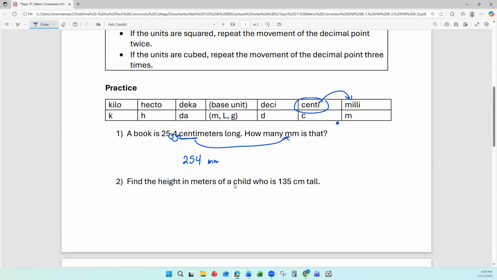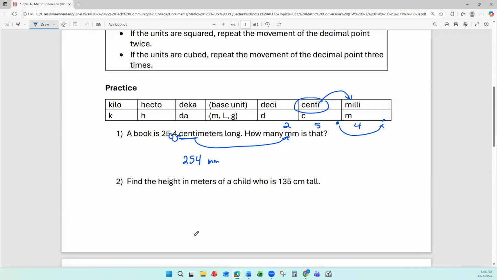Another way to look at it is if you think of the decimal point as being at the end of the given prefix, and then each prefix is a decimal place. But I want the decimal point to be at the end of the milli prefix. And you have that movement there. So 254 millimeters.